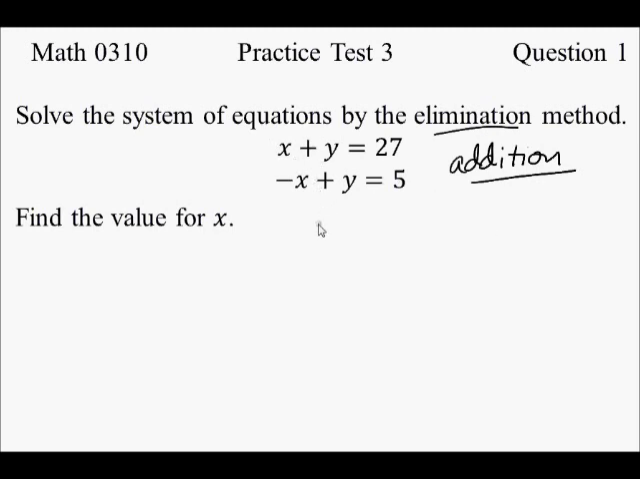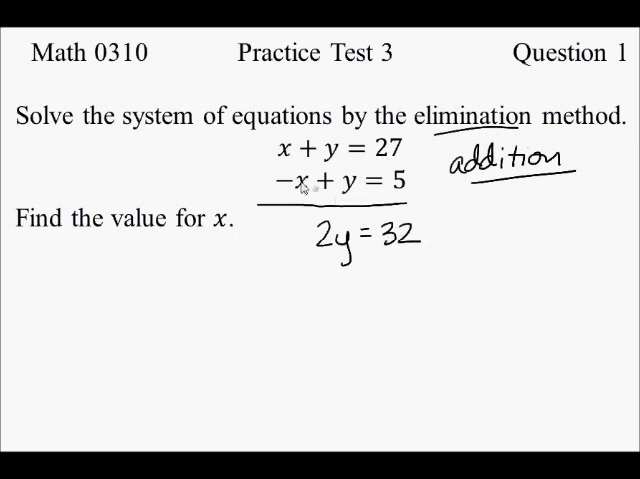So if we look at this equation in its current form, we can see that if we added these equations, x and a negative x would cancel. In other words, we could eliminate the x's just the way they are by adding these equations together. So we're just going to add these equations together in their current form. X plus a minus x would give us no x's there. X plus y would give us 2y's. And on the other side, we have 27 plus 5 giving us 32.